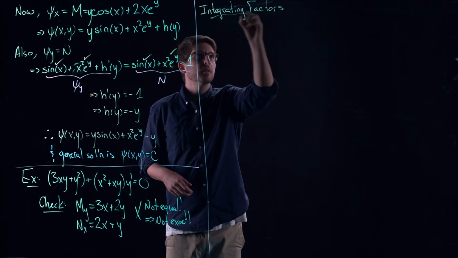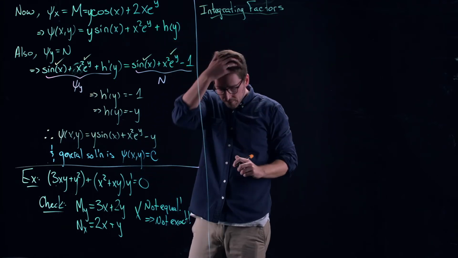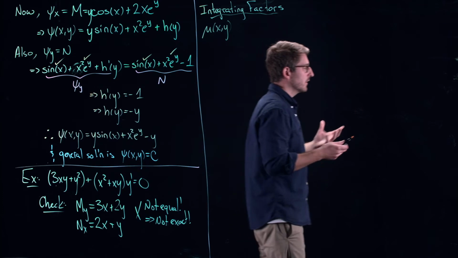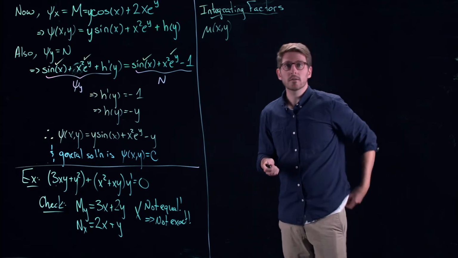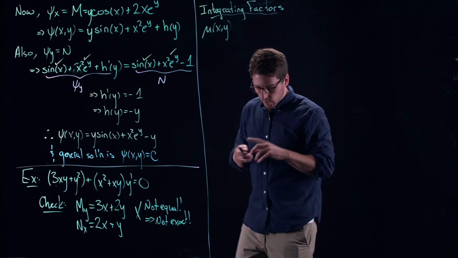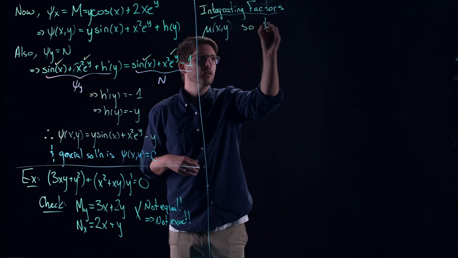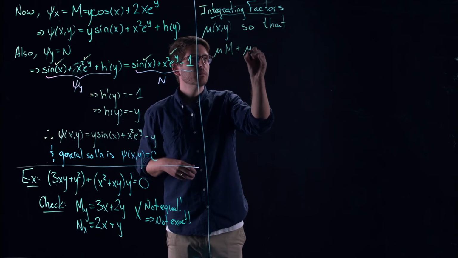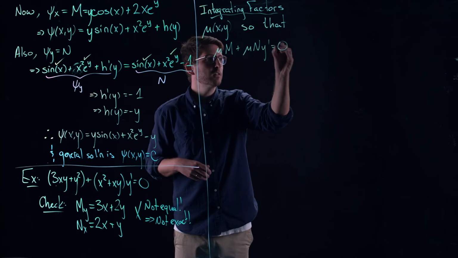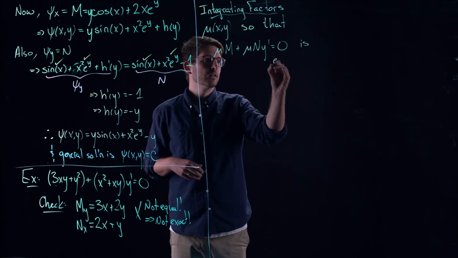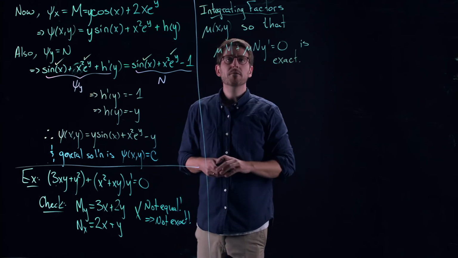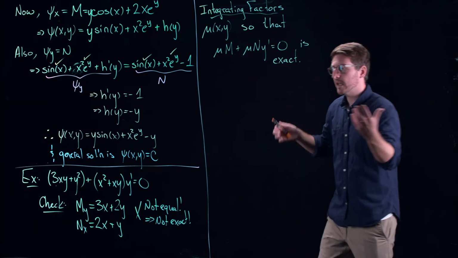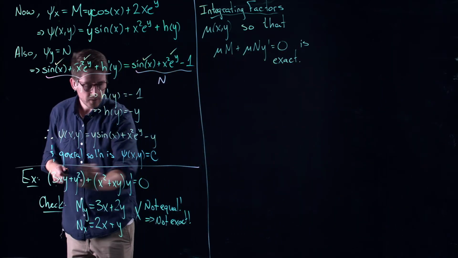So the name of the game here with integrating factors is you want to find mu of x and y. I'm going to use mu, again, just like I used for the integrating factors for first order linear ordinary differential equations. I'm going to use mu of x and y so that when you multiply it into an equation, mu M plus mu N y prime is equal to 0, it is exact. Okay, so if I could find a function mu that when I multiply it into my equation, it makes it exact. Again, get your teeth sunk in around this equation right here.